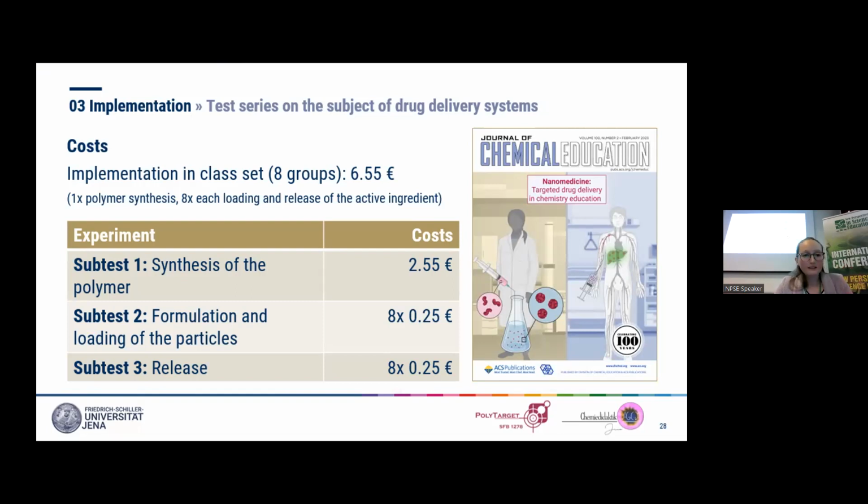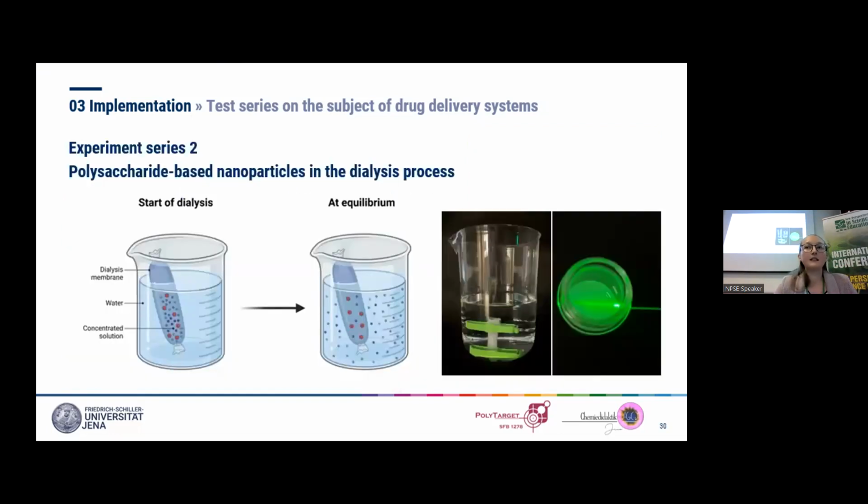So, this was the first experiment series with the method of nanoprecipitation. In the next step, we developed a test series where the students can formulate nanoparticles by the method of dialysis. Therefore, they also dissolve a polymer. Here we use a cellulose derivative, cellulose acetate, and they dissolve it in a solvent. We decided on DMSO, dimethyl sulfoxide. In the research context, they often use DMA, dimethylacetamide, but it is not allowed in the school context. And so we made a simplification that makes it possible to transfer this to the school.